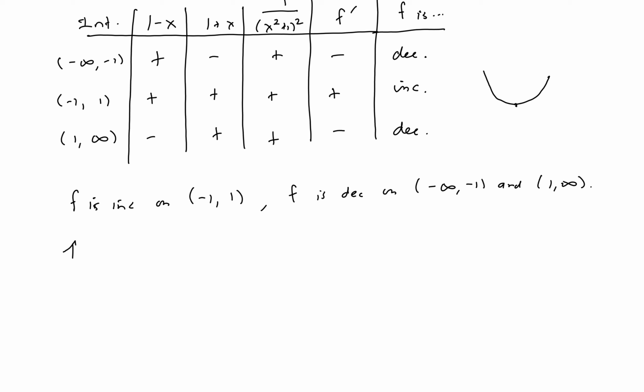So the value x equals -1 gives a local minimum of, well, the local minimum is whatever the f value there is, so this happens to be -1/2. And conversely, for the next one, we're increasing and then decreasing, so that means we get a local maximum.